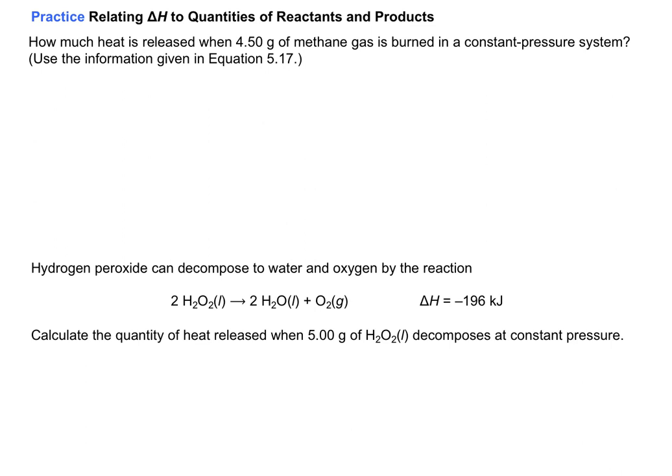So let's practice. I want to know how much heat is released when 4.5 grams of methane gas is burned at constant pressure. So I'm going to use the reaction from the last slide, where I have methane plus 2O2 goes to CO2 and 2 waters. And the delta H for this reaction from that last slide in this direction is negative 890 kilojoules.